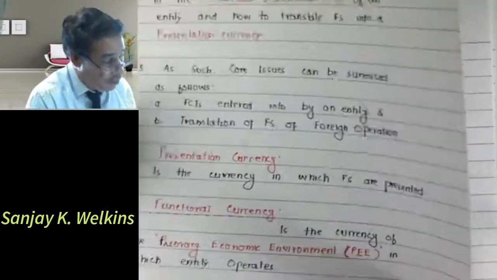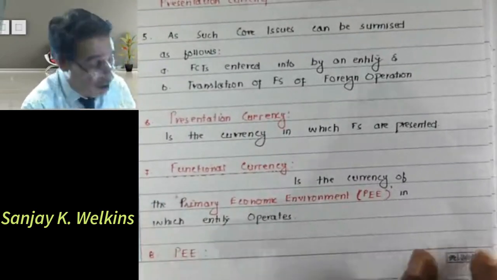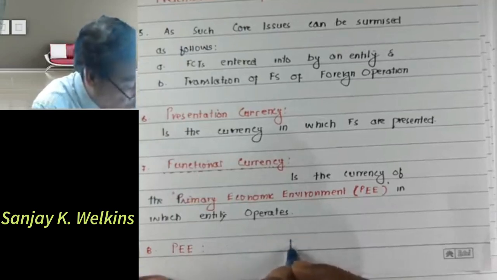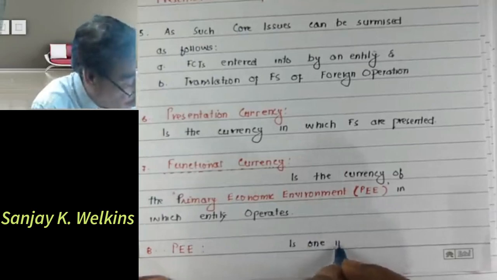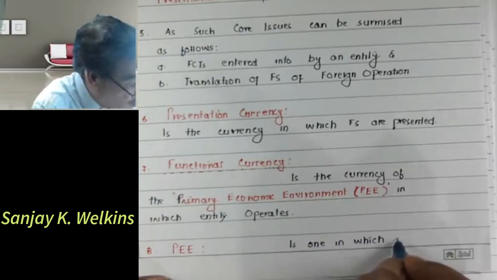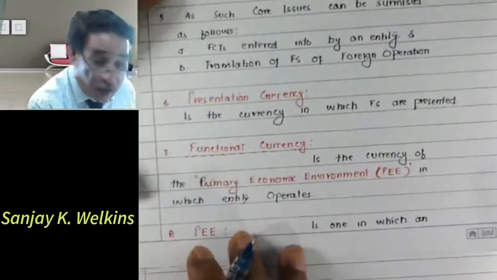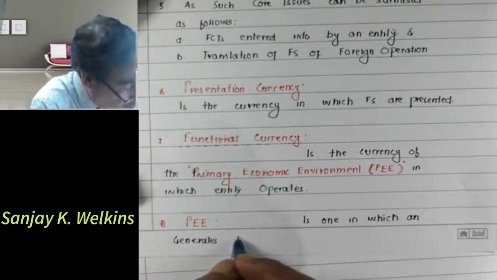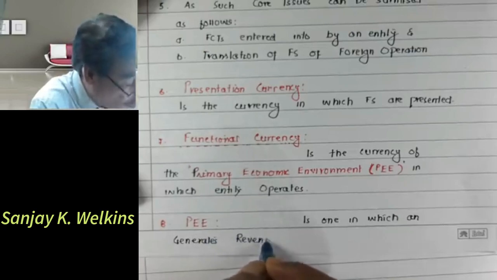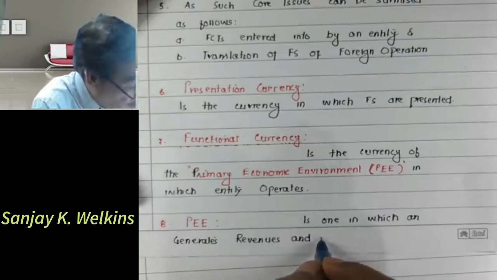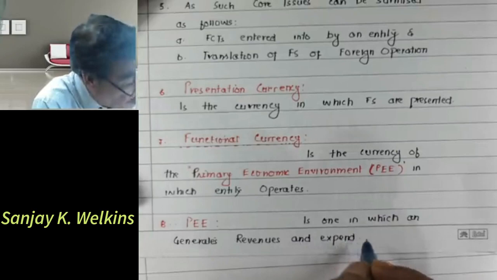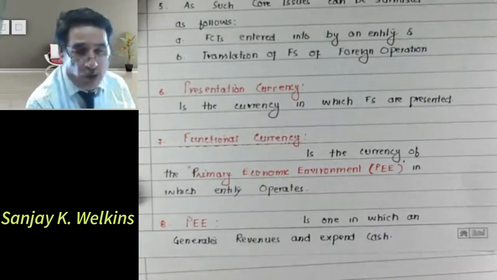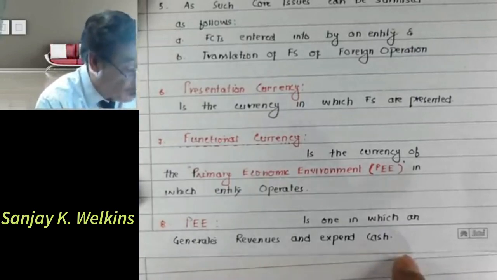The standard has said that primary economic environment is one in which the entity generates and expends cash. So primary economic environment is one in which an entity generates revenues and expends cash. Expend means to spend. That means you not only generate revenue, but in order to generate the revenue, you will have to do spending also. That is what we call primary economic environment.